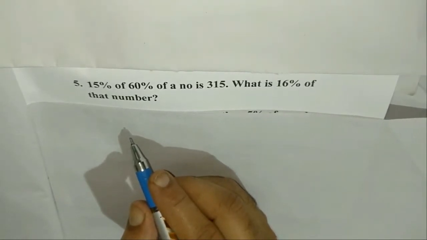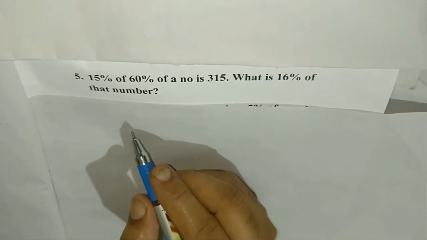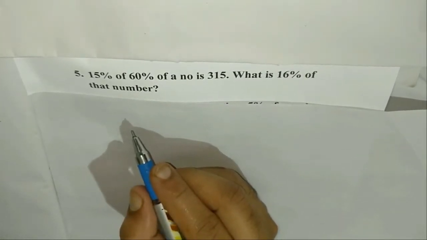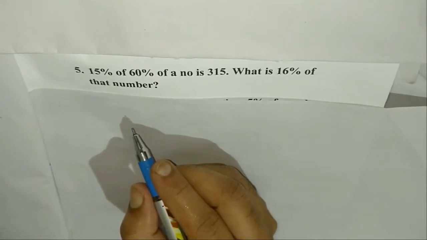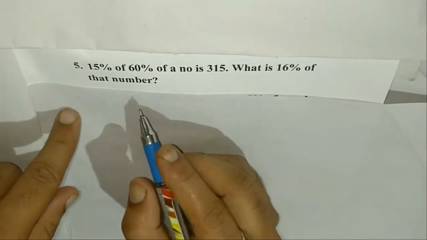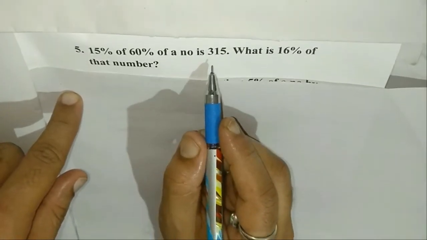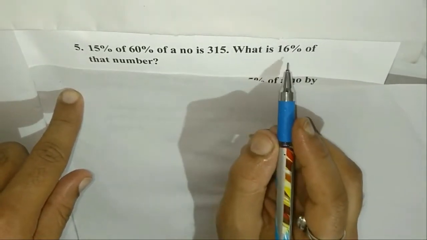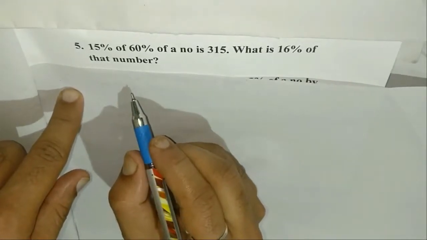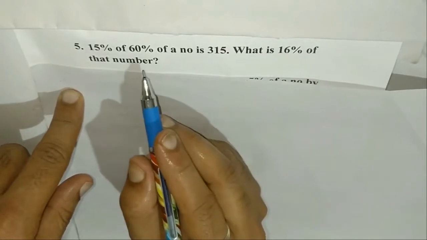Now let us see another type of math which is very important for various competitive exams such as SSC CGL, IBPS PO, bank clerk and other government exams. This type of math will help you solve various DS and DI related problems. Now let us see the statement here: 15% of 60% of a number is 315. What is 16% of that number?